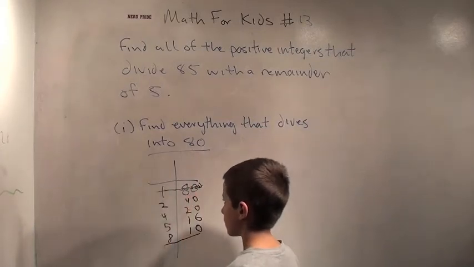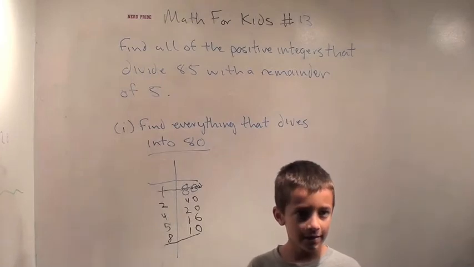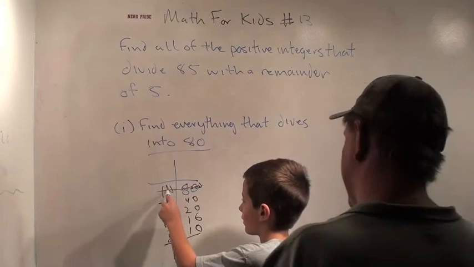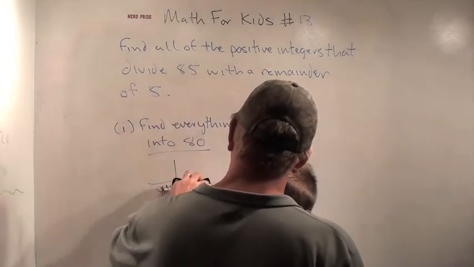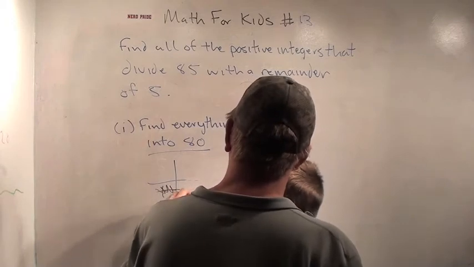What did you just cross out? 1 and 80. Were you supposed to cross out 80? No. Why not? Because does 80 leave a remainder 5 when divided into 85? It does not leave a remainder.